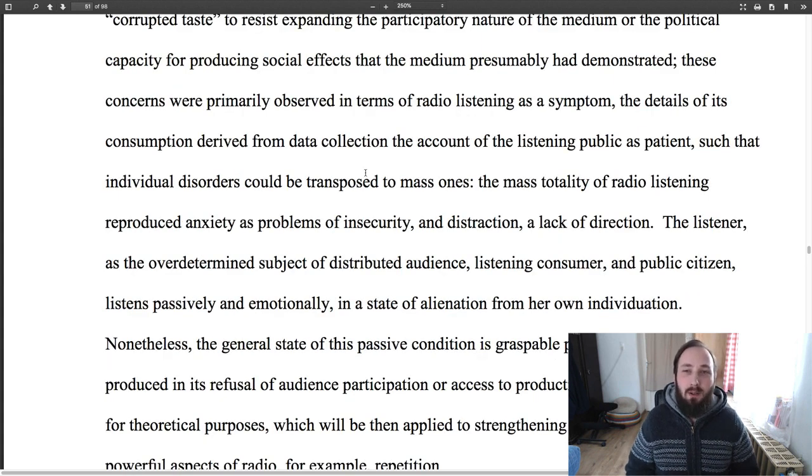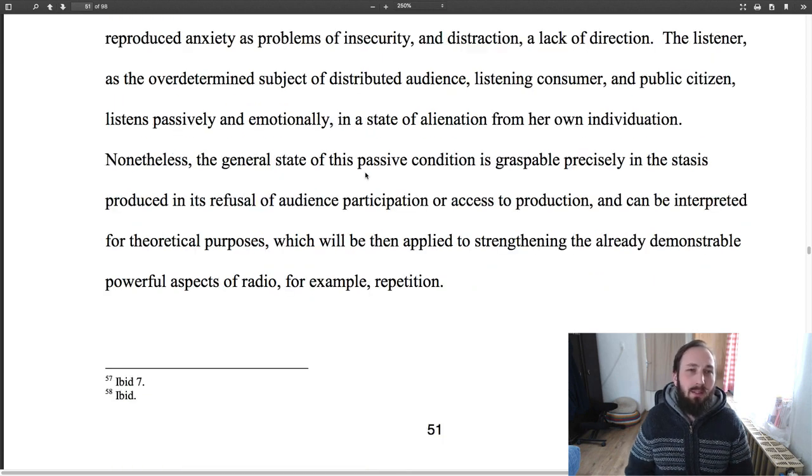The mass totality of radio listening reproduced anxiety as problems of insecurity and distraction, a lack of direction. The listener as the overdetermined subject of distributed audience, listening consumer and public citizen, listens passively and emotionally in a state of alienation from her own individuation.